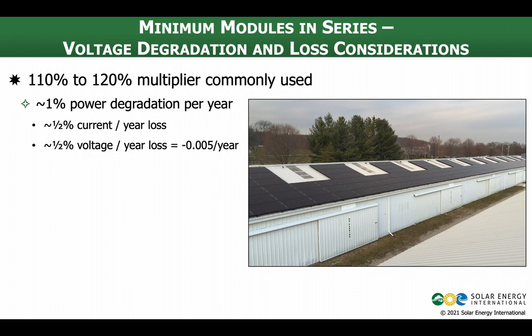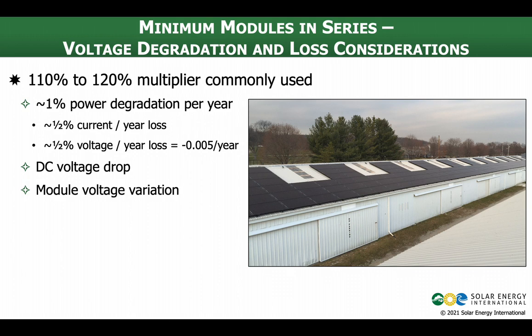But in general, around 1% degradation per year is a commonly used factor. And we could say that, okay, half of that is current, half of that is voltage. So 0.5% voltage loss per year. These are ballpark numbers. Some modules are probably better, some are probably worse, but these at least give us a target to shoot for. We also want to think about that DC voltage drop, as I said.